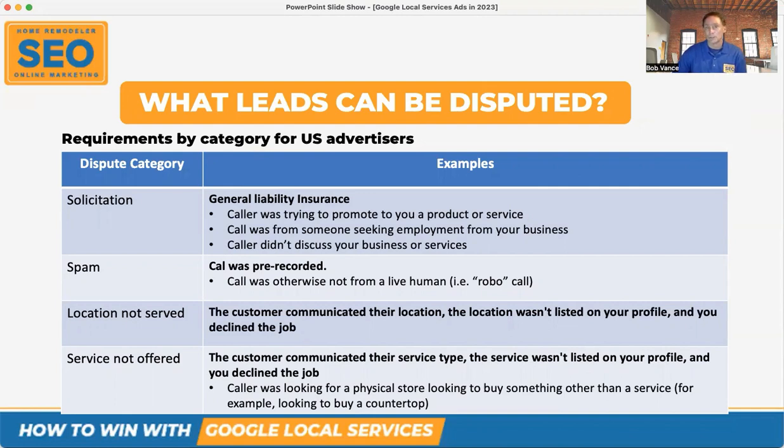Also, if you don't serve a location, and that location wasn't listed on your profile that you set up, you don't have to pay for those calls as long as you decline that call. Remember, Google is listening to those calls, so you can't try to work any angles here either. Don't try to be sneaky. They're going to be listening for the area mentioned and compare that to your service area listed on your profile. If it's not in your service area, then be vocal. Let the caller know that you're not in their service area, that you have to decline the job, and then end the call with them.